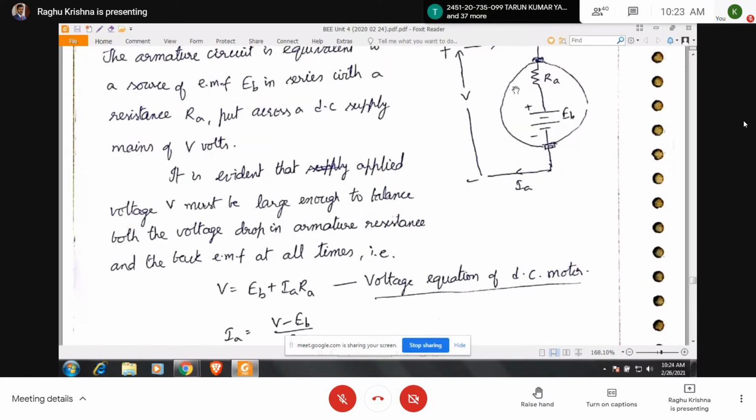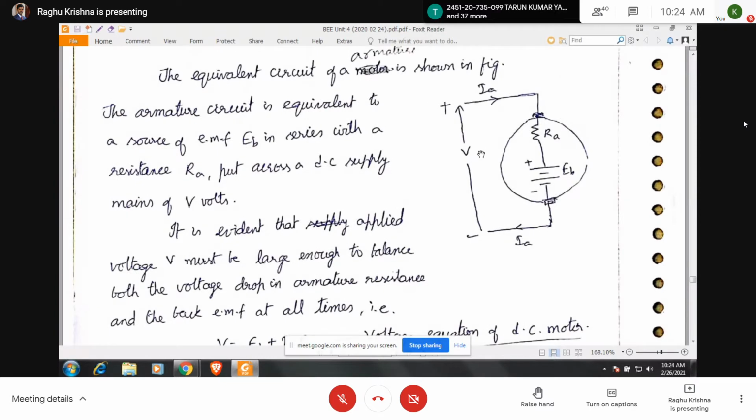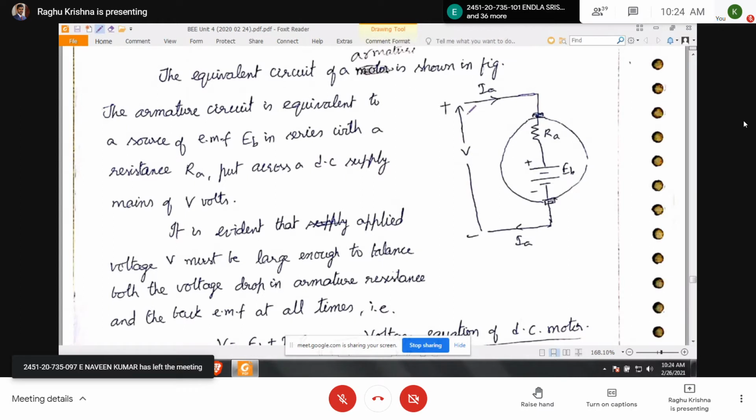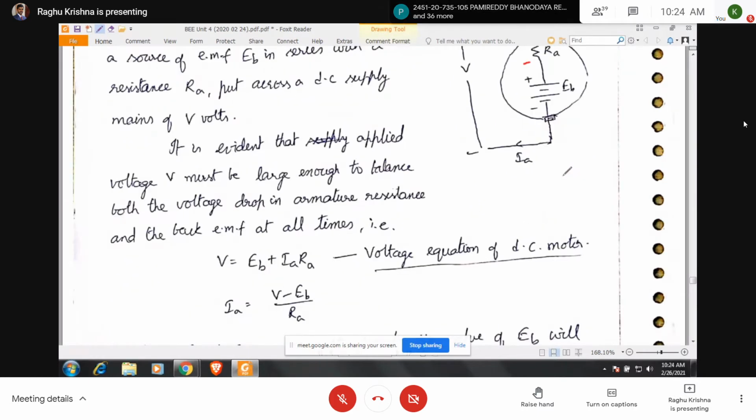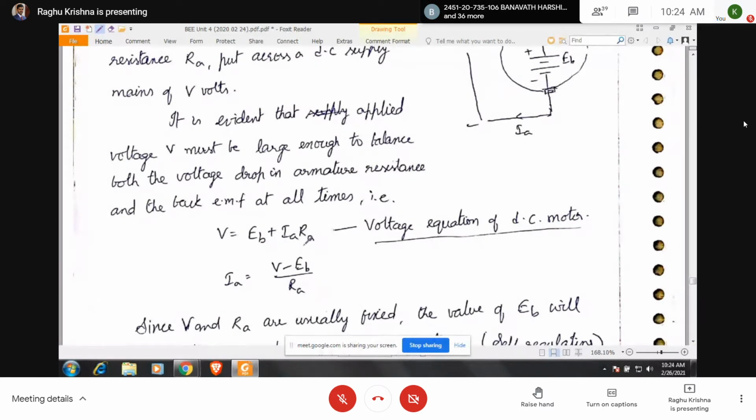And from this diagram, you can see here V equal to EB plus IaRa. So when a current flows, there will be voltage drop. Here, when a current flows, there will be voltage drop, plus to minus indicates voltage drop. So V equal to IaRa plus EB, or EB plus IaRa. V equal to EB plus IaRa.